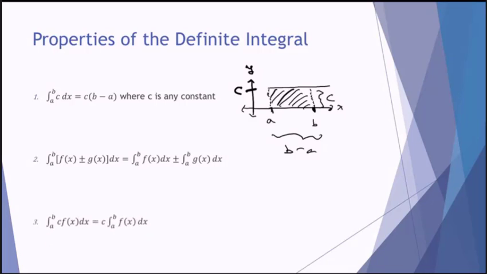The other one is, again, not a surprise if you've been paying attention to the other properties, which is if you have a constant c in front of a function, and you're integrating the constant times the function, you can pull that constant out front and multiply it by the integral of the function itself. We have a few more.